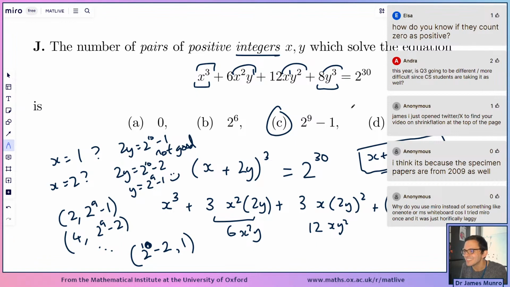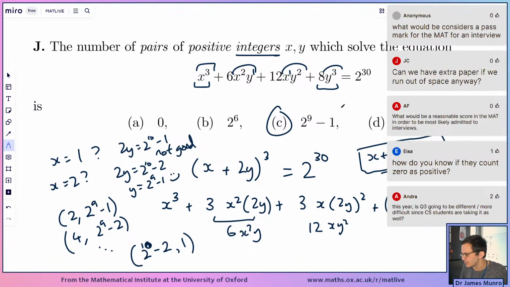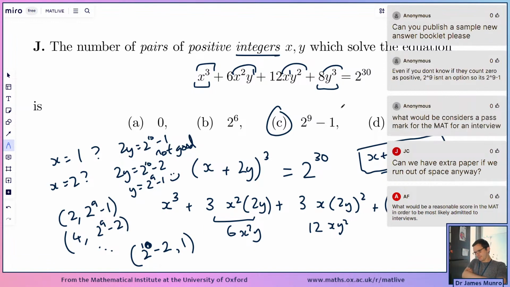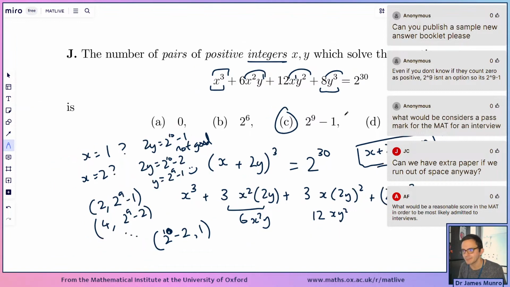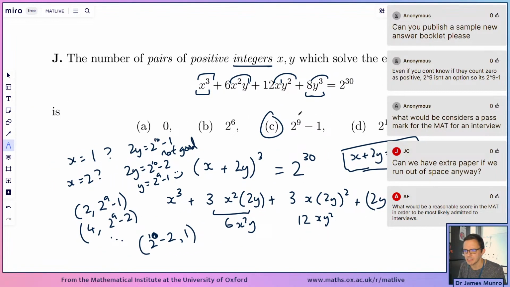Some people do. So I'm really glad there wasn't a 2 to the 9 option, because I think either would be defensible. Is it just one bonus option I get, or is it 2? I think I get 2. 2 to the 9 plus 1 would be my alternative option, I think. Right. 2 to the 9 is not an option. Okay. Yeah, I'm a little bit suspicious about this. Let's say that 0 is not positive and see how far that gets us in life.